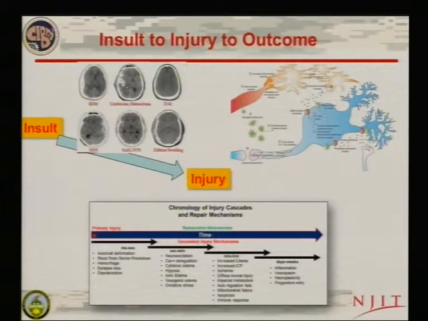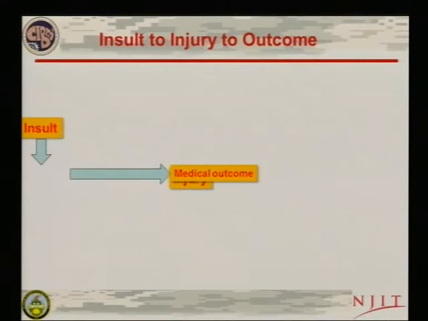For example, what is observed in millisecond to second in terms of blood-brain barrier, hemorrhage, and others may be different from what is observed in terms of days and weeks. So this progression is initiated by the insult, but essentially progresses based on how the insult is caused. So we need to be cognizant of what we are doing.